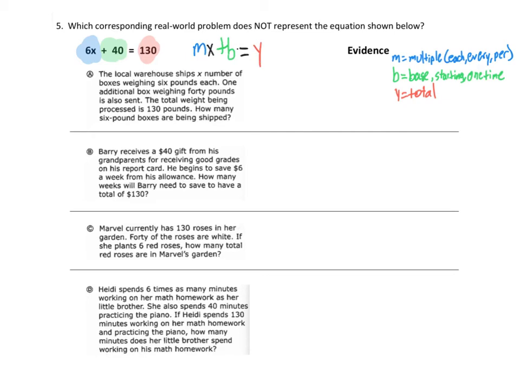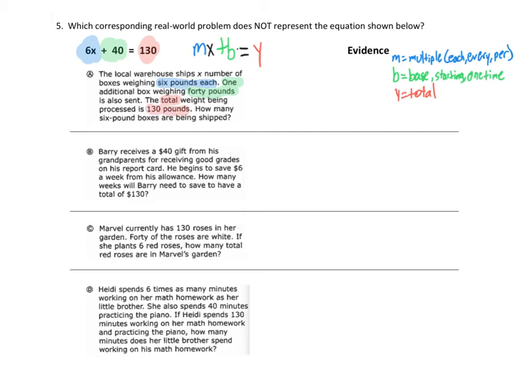Alright, so let's look at A first. We're going to color code as we go. It says the local warehouse ships X number of boxes weighing 6 pounds each. So each tells us that's our M. It says one additional box weighing 40 pounds. So one box weighing 40 pounds. That's our one time. And then it says the total weight being processed is 130 pounds. So total 130 pounds.